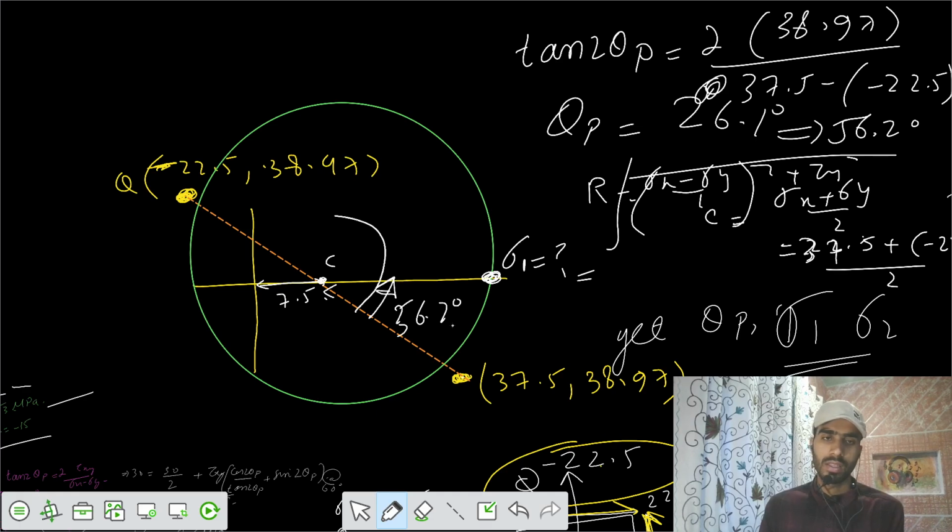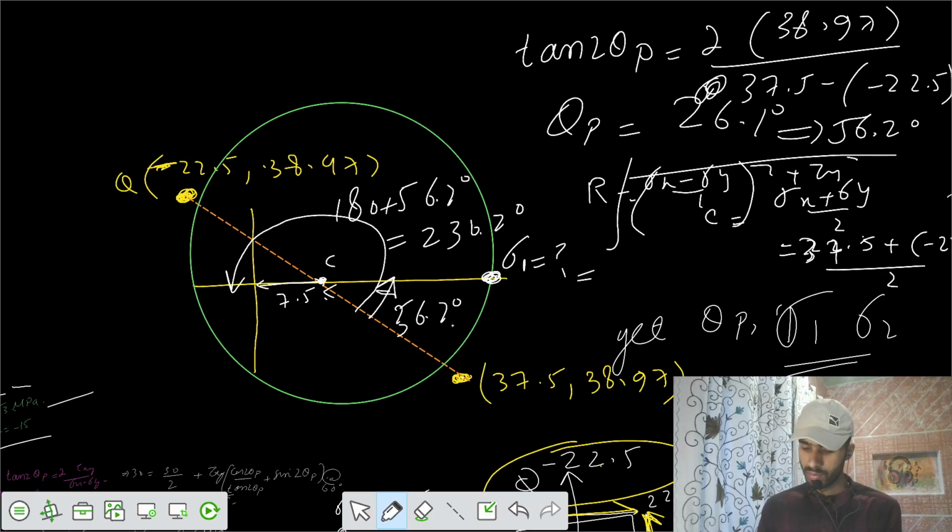And similarly, this would be 180 plus 56.2 degrees. That is 236.2 degrees. So we got this one also.